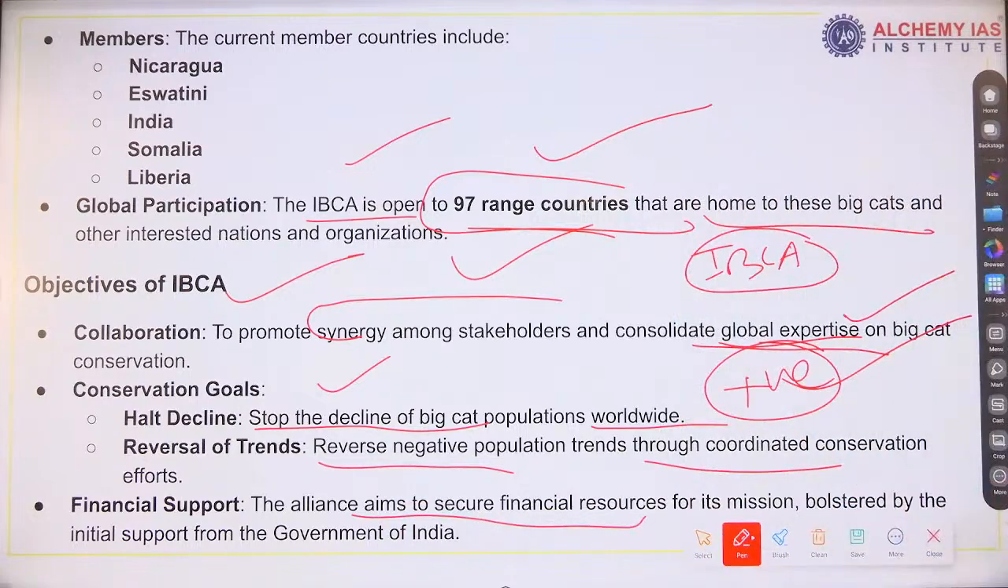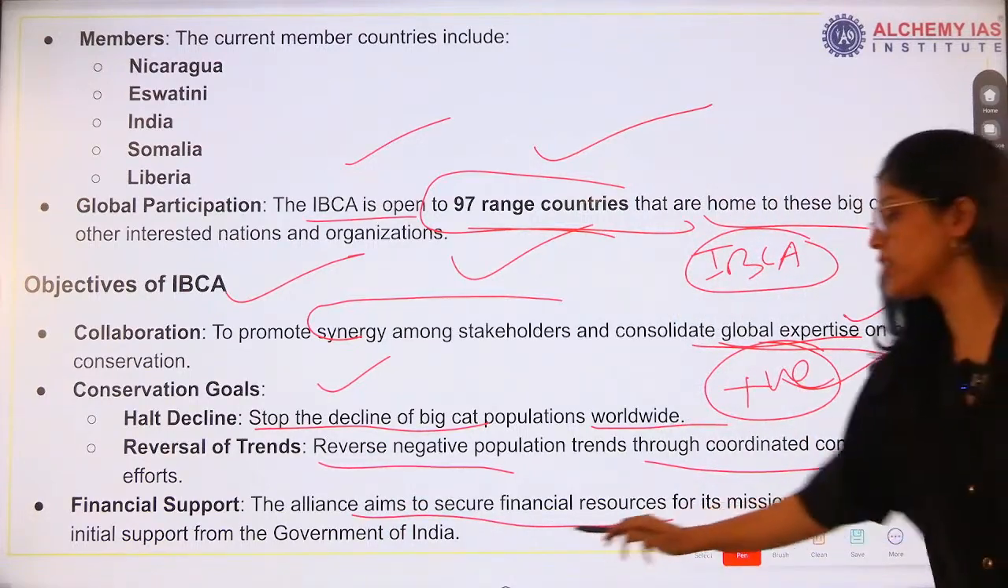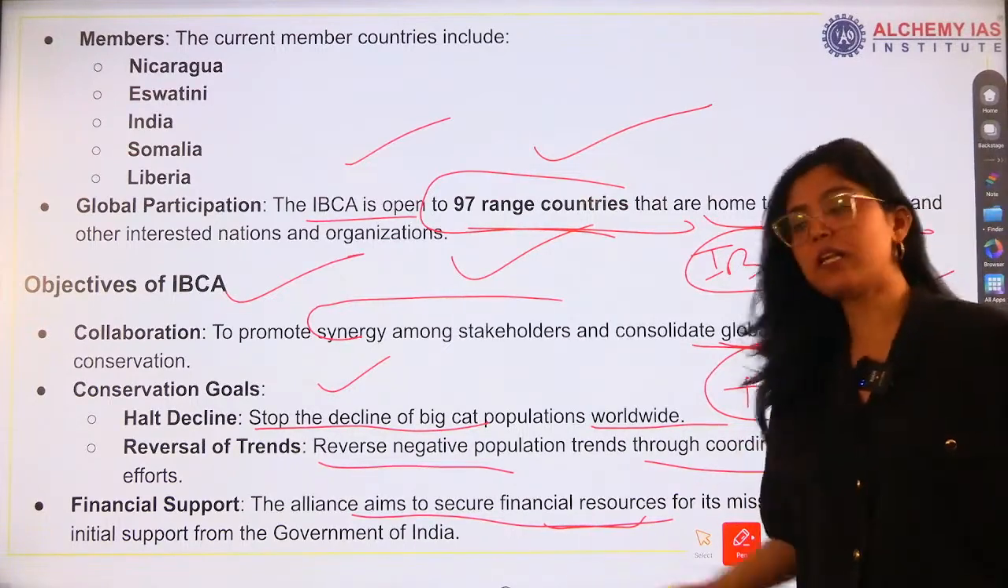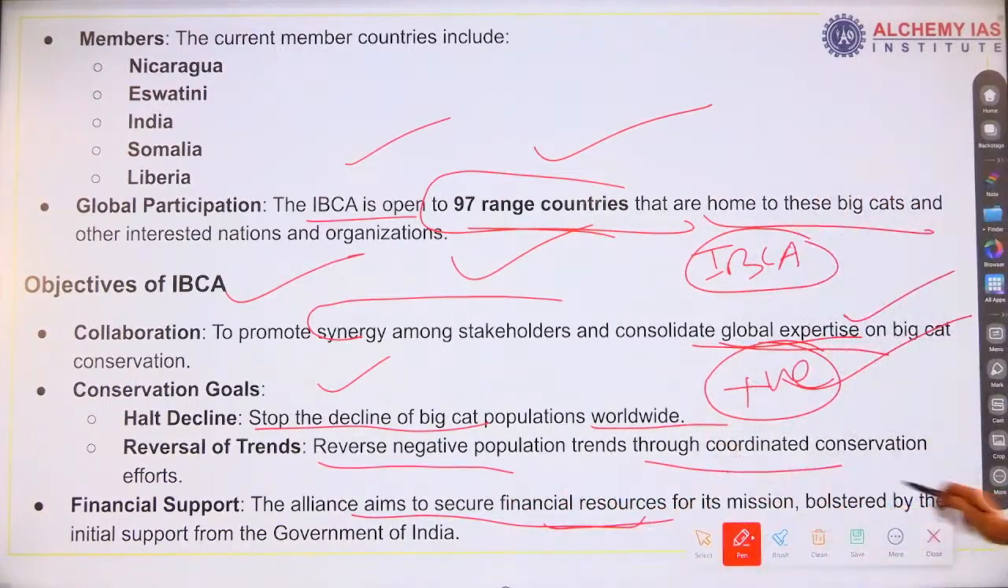Financial support. The alliance aims to secure financial resources. Because of money, we are not able to do many things, and we have to have financial resources for the mission.